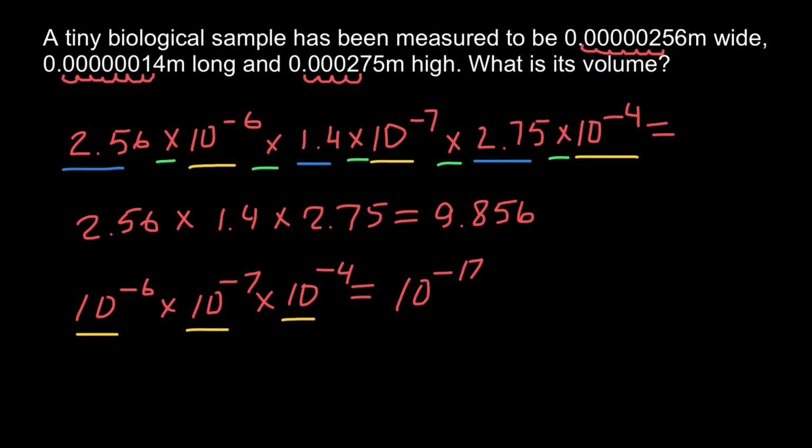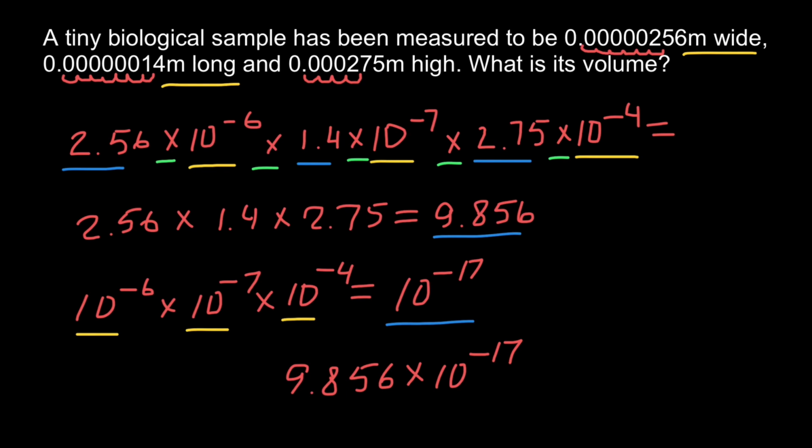And now we just have to finish our scientific notation using our previous calculation here and here. So our final answer is going to be 9.856 times 10 to negative 17. And also don't forget, when we measure widths, for example, we measure in meters, the same with lengths and with heights. But when we got a volume, we are going to get cubic meters.